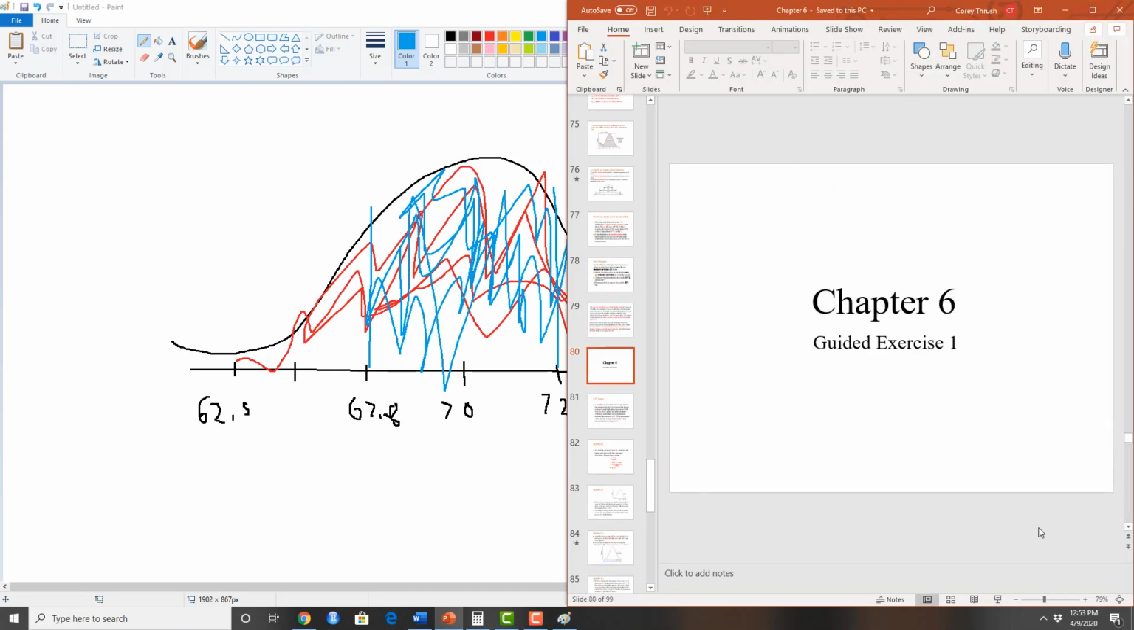So that's it for the lecture slides of Chapter 6. There are some guided exercises. I'm going to publish this to Canvas, and I would like you guys to ask me any questions that you may have on these guided exercises, but I believe that they're pretty good.